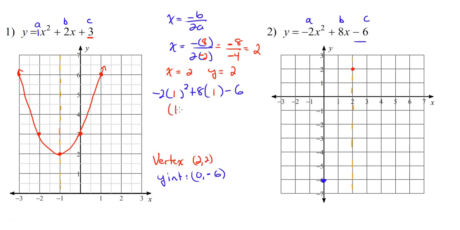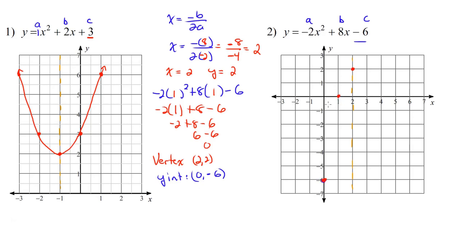1 squared is 1. 8 times 1 is 8. Negative 2 times 1, that's negative 2. Plus 8 minus 6. Negative 2 plus 8 is 6, and 6 minus 6 is 0. So when x is 1, y is 0. So we can go ahead and put that right here.